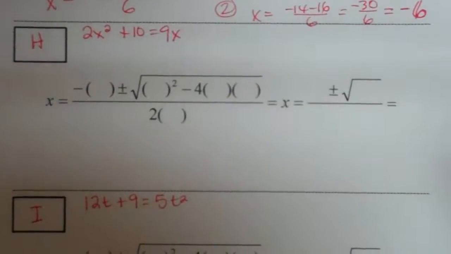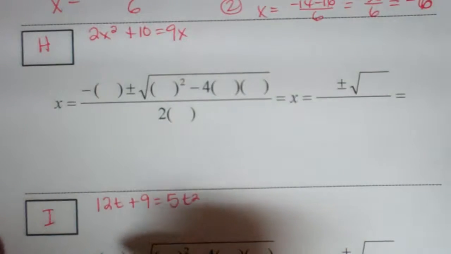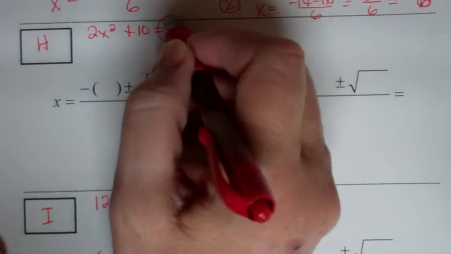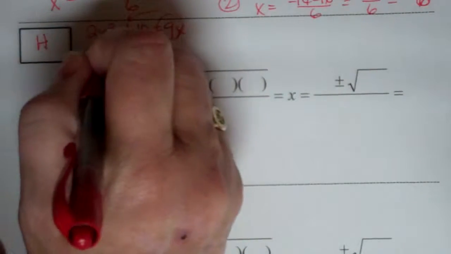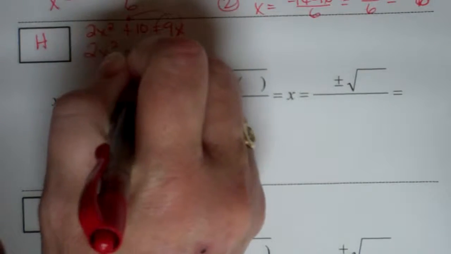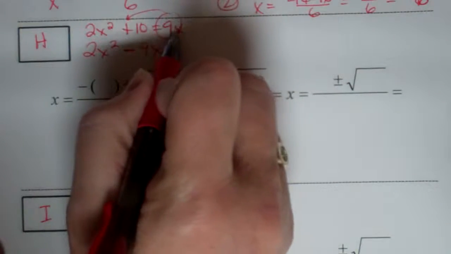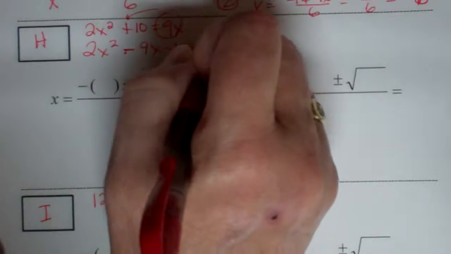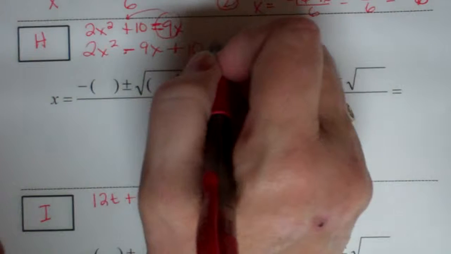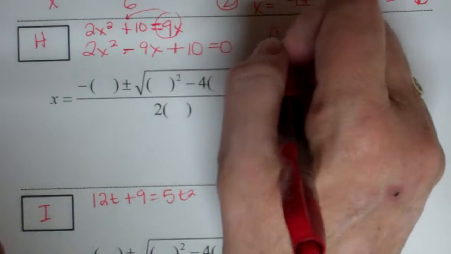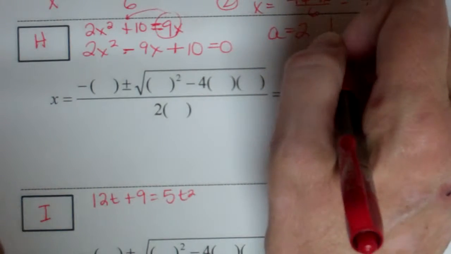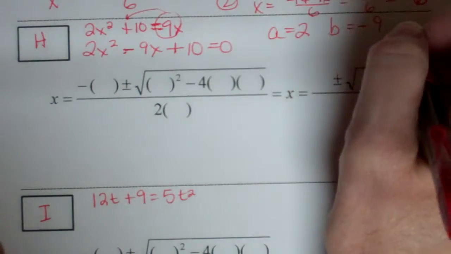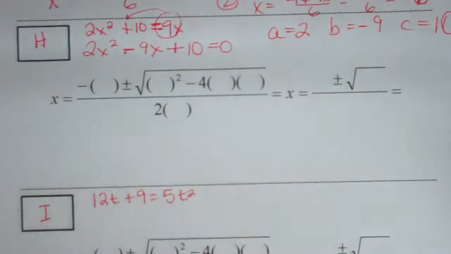Okay. Next, let's see what kind of bad shape we're in here. Alright, I got to take the 9x and drop him in the middle. So this is 2x squared minus 9x. Positive on the right becomes negative on the left. Plus 10, because he was on the left-hand side of the equation to begin with, equals 0. So now a is equal to 2, b is equal to negative 9, and c is equal to 10.